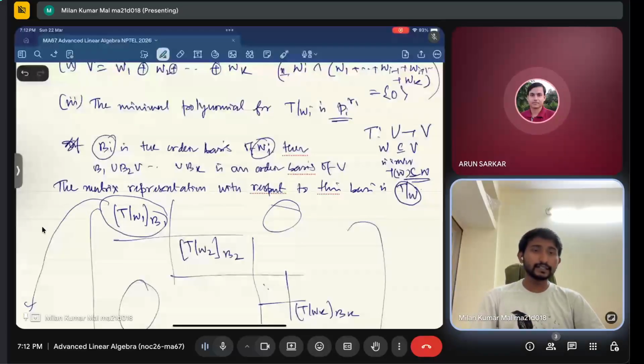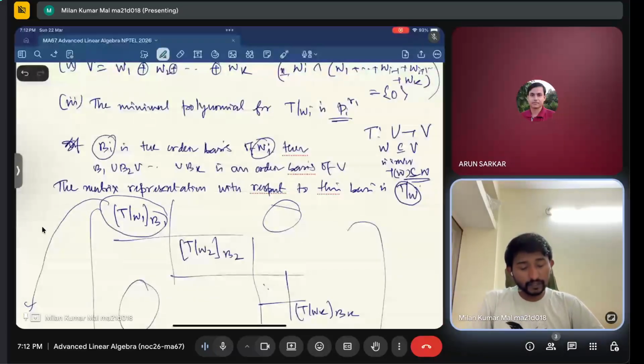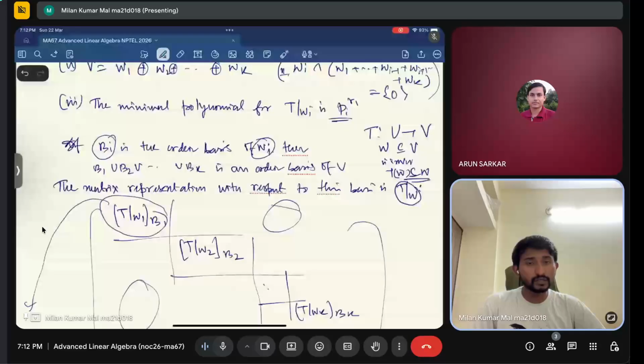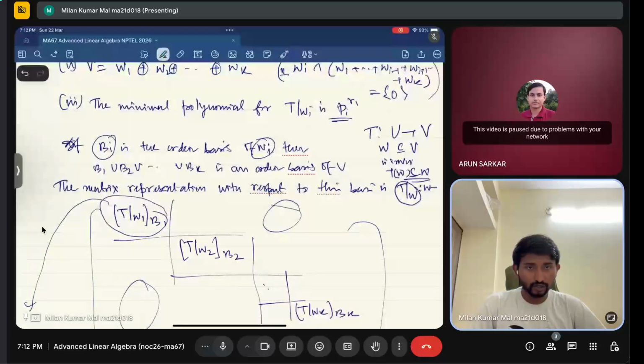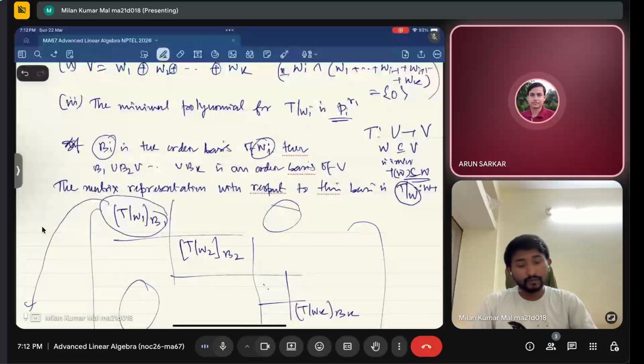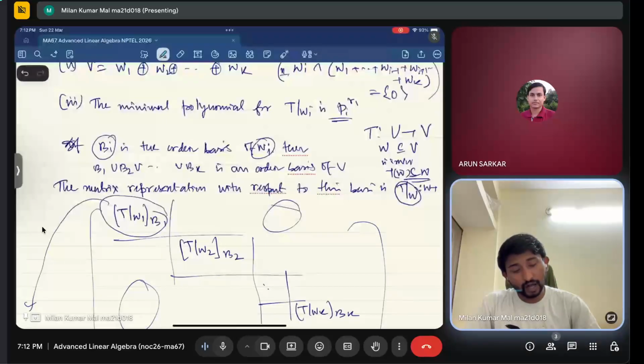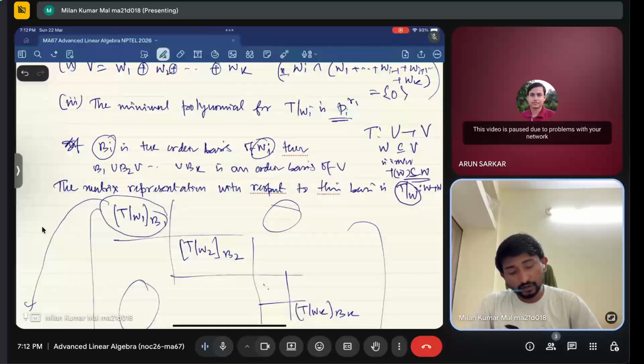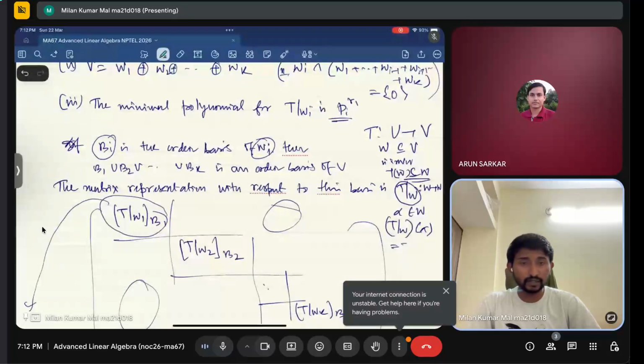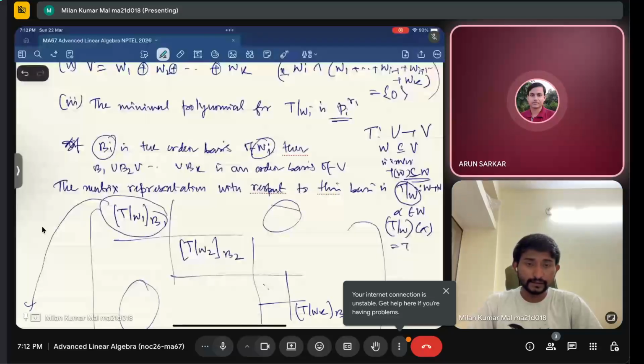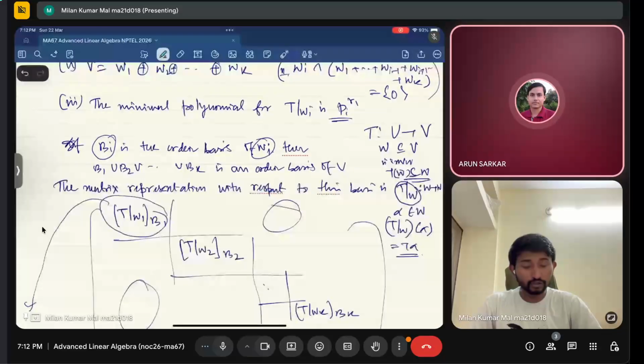Symbolically it is different, but T restricted to W means T is the bigger operator that acts on every element of V, but T restricted to W is the operator which acts only on W. Automatically, if I take a vector alpha from W, then T restricted to W at the point alpha is nothing but T alpha. This is not separate, it is the same thing. So this is what restricted means.